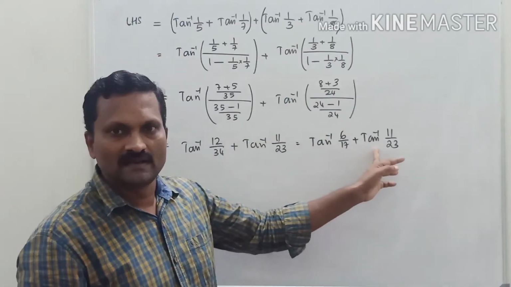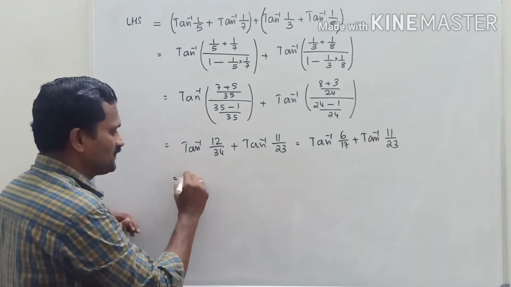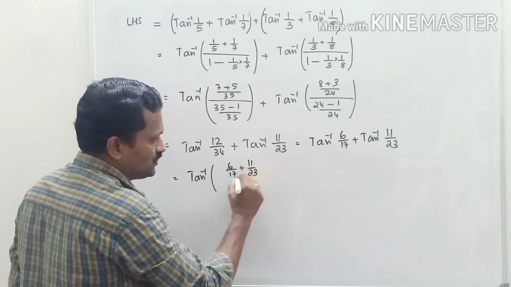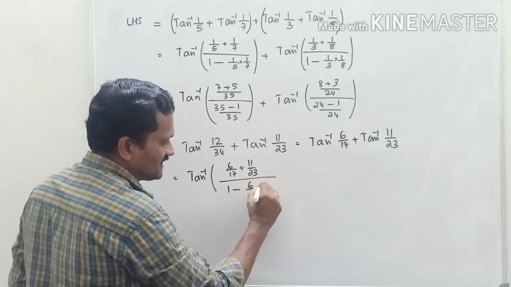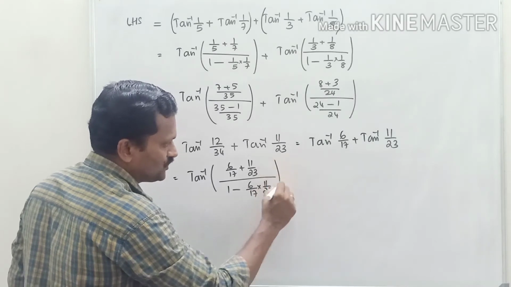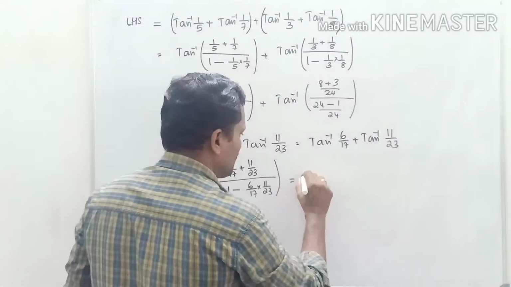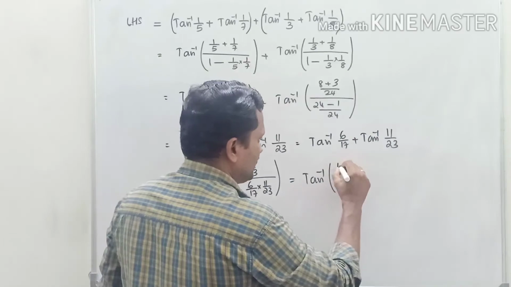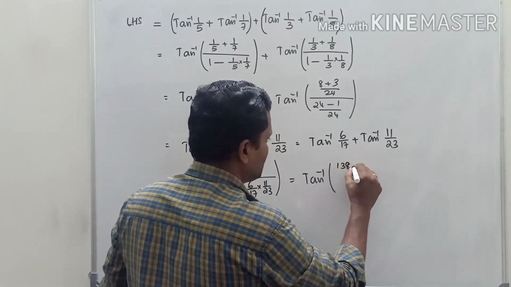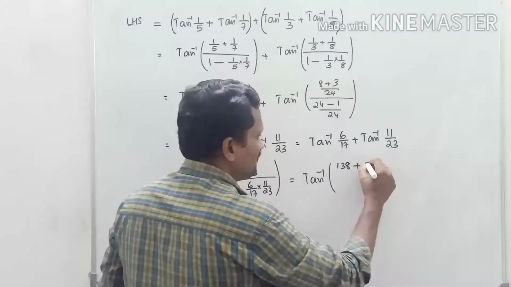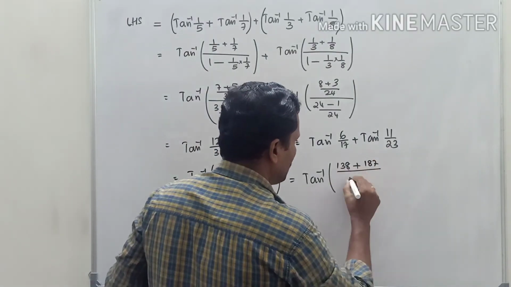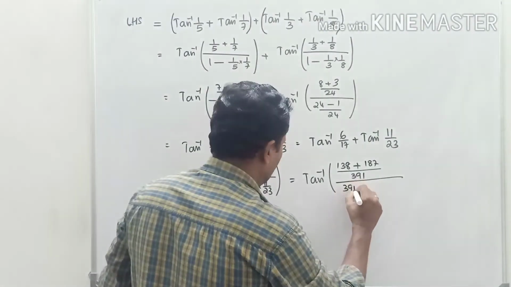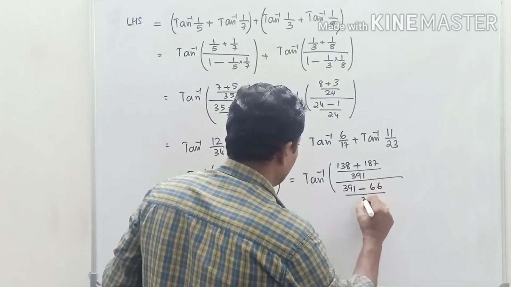Again, use the formula tan inverse x plus tan inverse y. That is tan inverse of (6 by 17 plus 11 by 23) by (1 minus 6 by 17 into 11 by 23). That is tan inverse, cross multiplication, 6 into 23, that is 138, plus 17 into 11, 187, divided by 391, all divided by 391 minus 66 divided by 391.